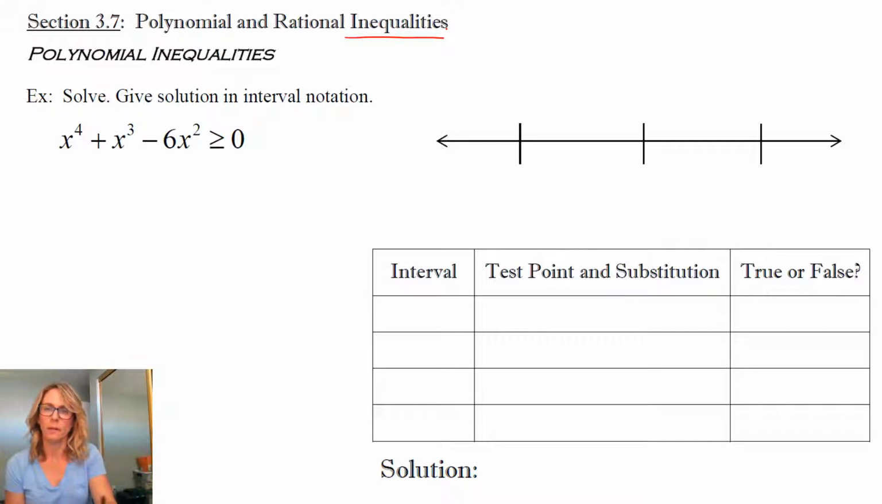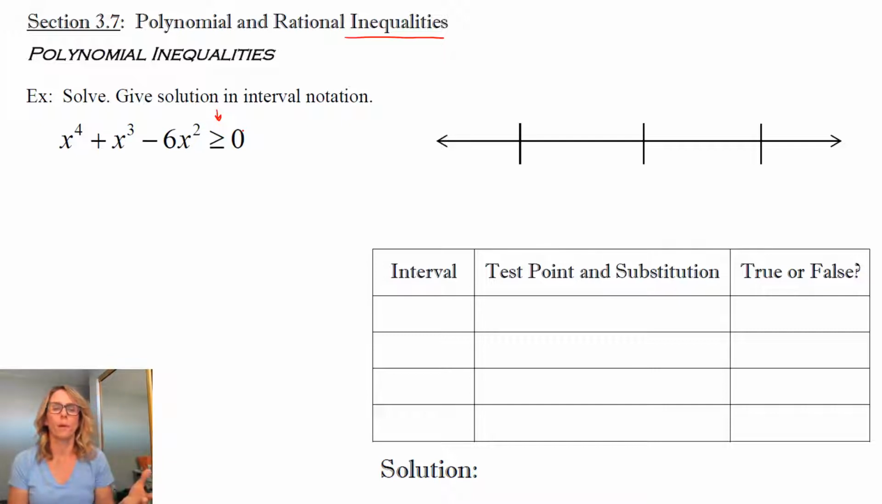So typically this means you're going to have some sort of greater than, less than symbol, possibly an equal to symbol. And your job is just to find out the values of x that make it true. So for example, here's an example of a polynomial inequality. Your job is to find out when this thing on the left-hand side is greater than or equal to 0.